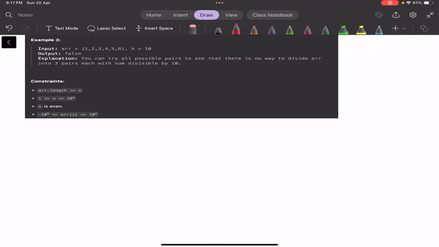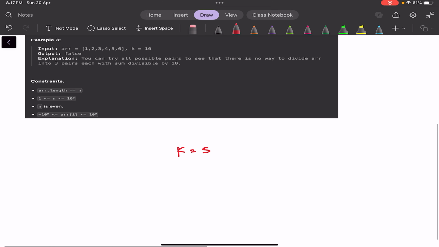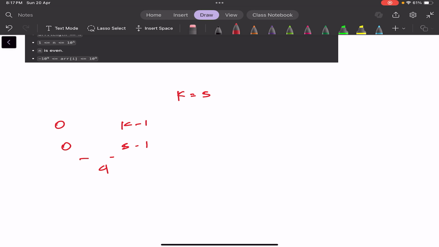Let me explain the concept of modulo. So let's say we have k is 5, right? Whatever the number, if we divide by k, we will get a remainder from 0 to k minus 1. So that means 0 to 5 minus 1, which is 4, right? So what I mean is, let's take 1, 2, 3, 4, 5, 6, 7, 8. Let's divide everything by 5.